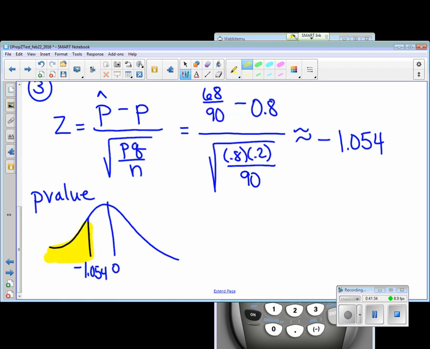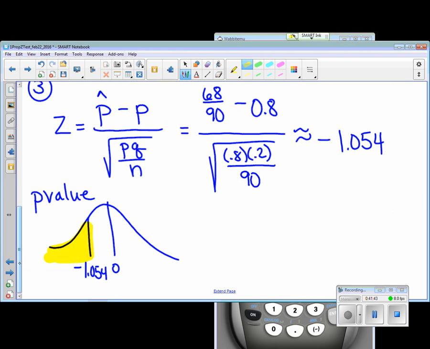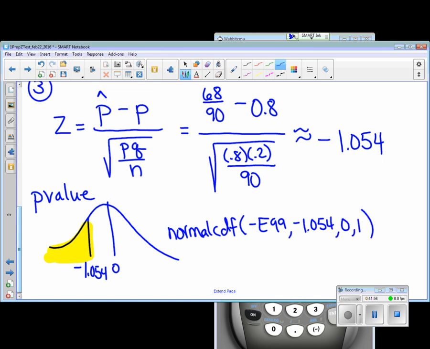So we're here. How did I know to shade to the left? Because the alternative hypothesis said less than, okay? So we're good. And so we're going to do normal CDF, lower bound, upper bound, mean, and standard deviation. And the p-value I got was 0.1459. Yeah, this p-value is still too high.